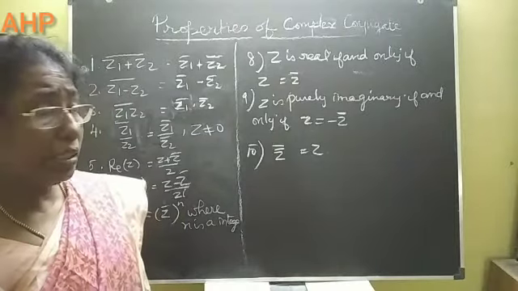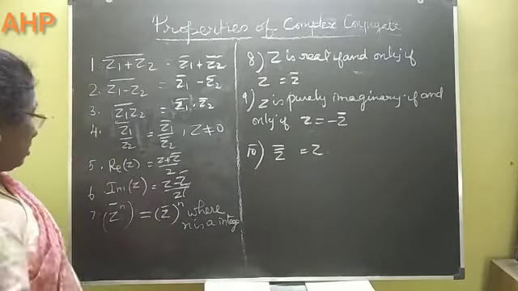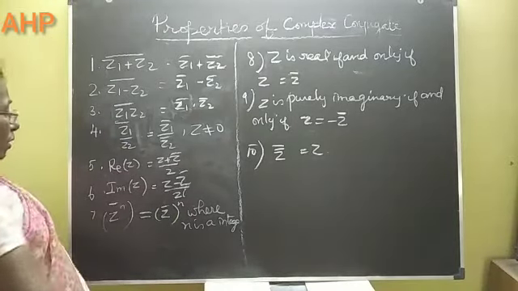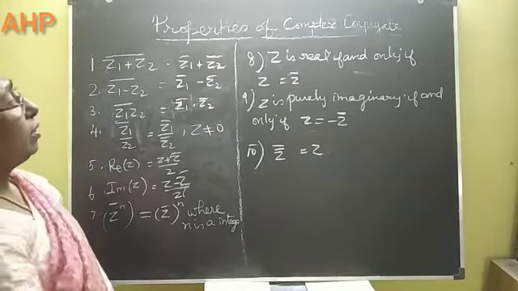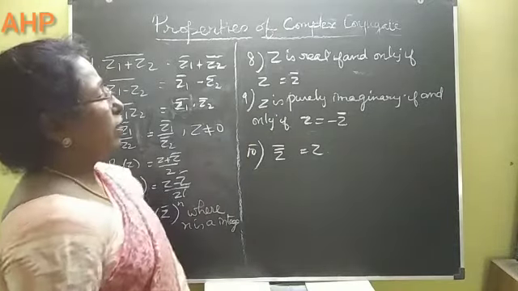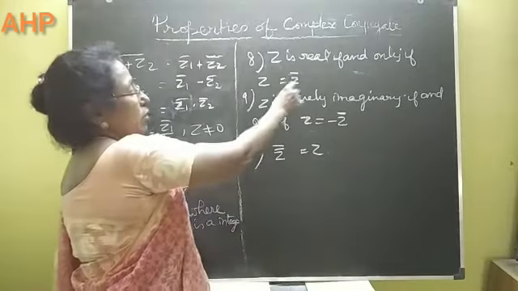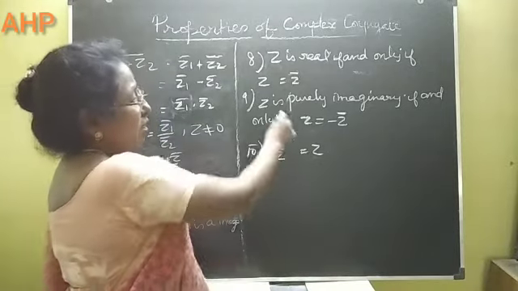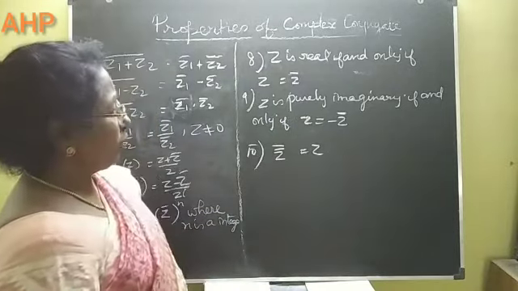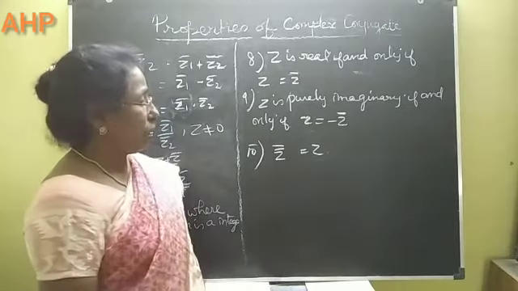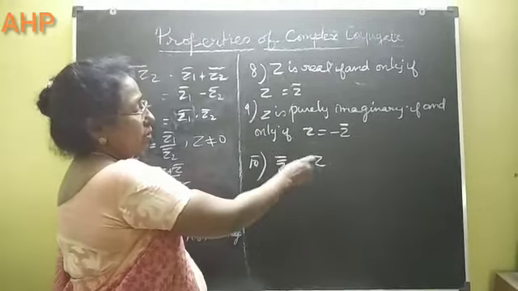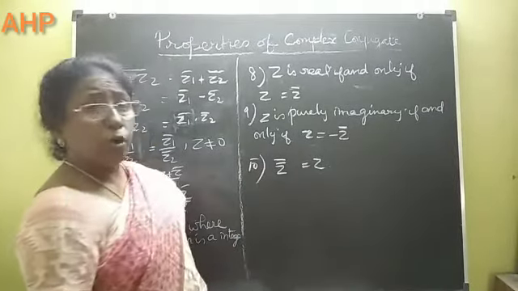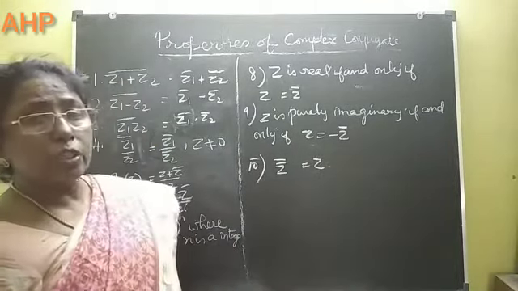The other properties of complex conjugate. Z bar the whole power n is equal to z power n the whole bar. Z is real if and only if z is equal to z bar. Z is purely imaginary if and only if z is equal to minus z bar. Z bar the whole bar is equal to z. These properties will be used when we are doing the problems.